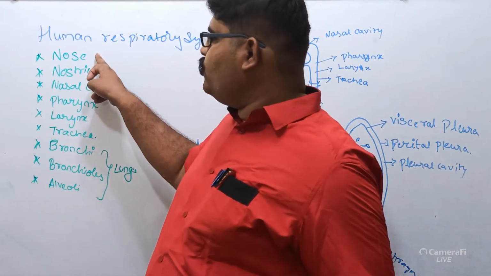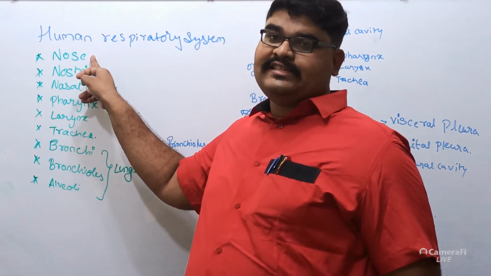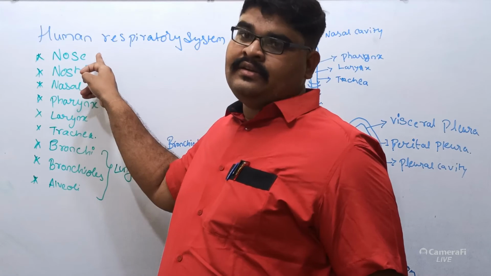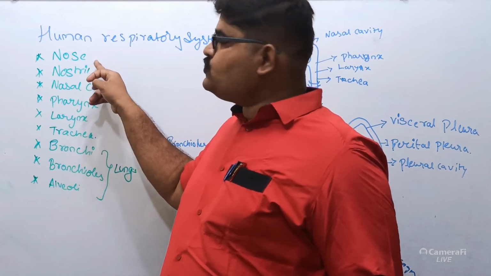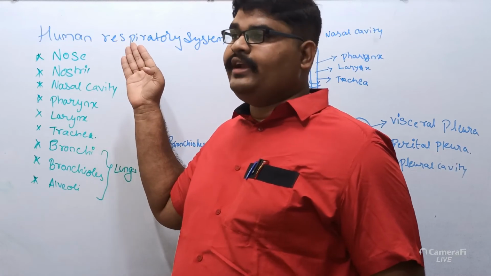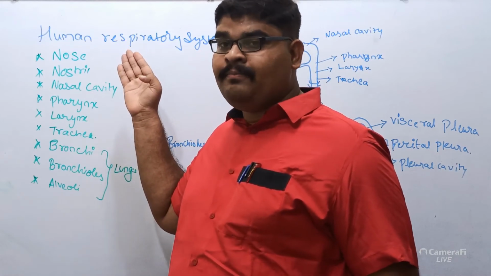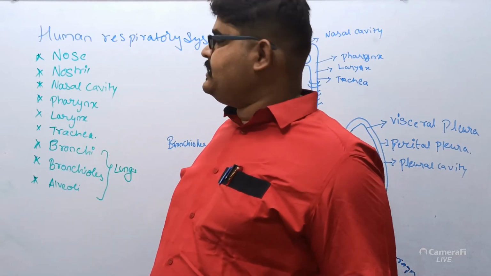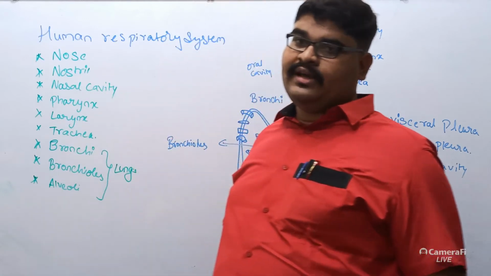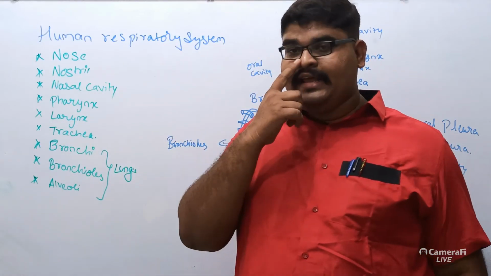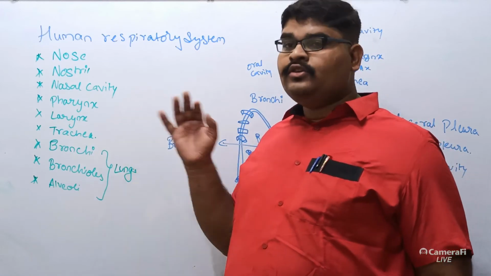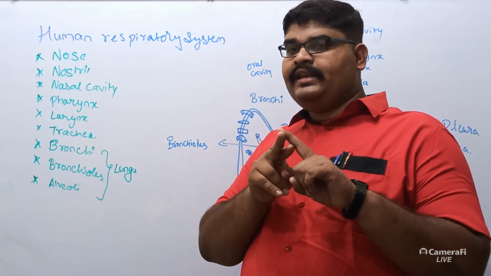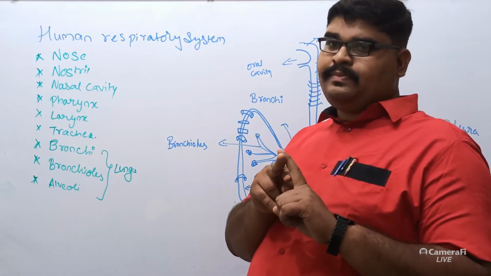Starting with the nose. What is the nose? The nose is an external, triangular projection present in your head region, that is on the face. What is the role of the nose? You already know that it helps in sensing smell, and it also has a role in the respiratory system. So it works in two ways: one in sensing smell, the other in helping respiration or breathing.